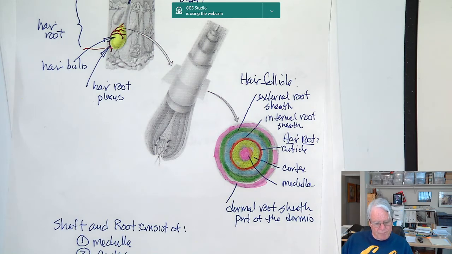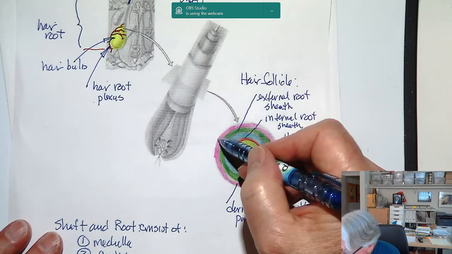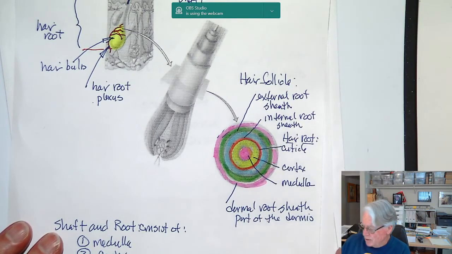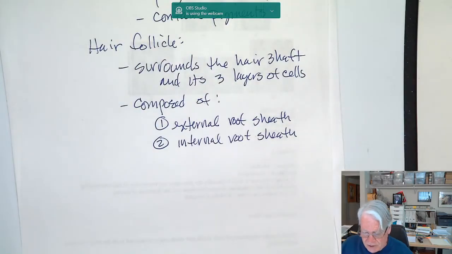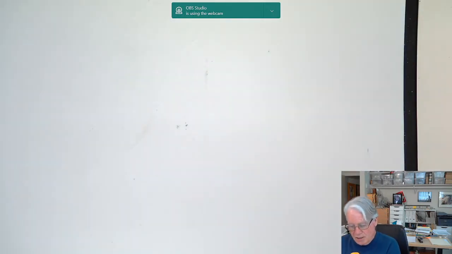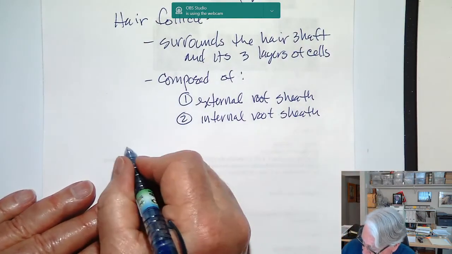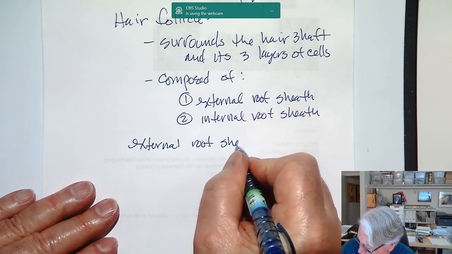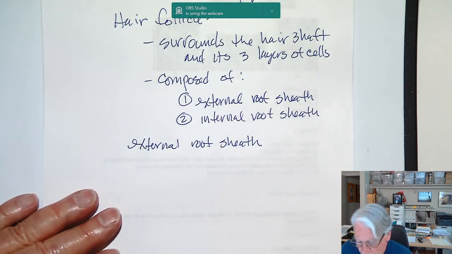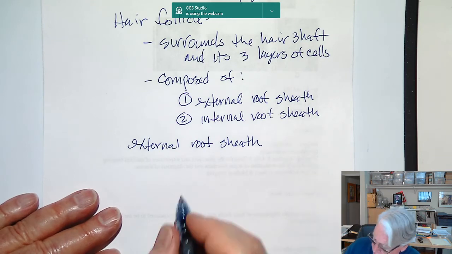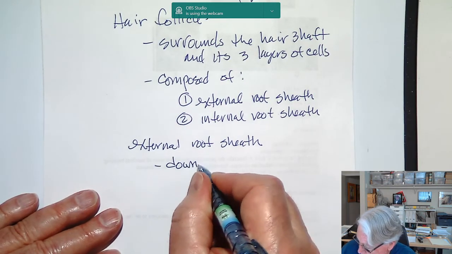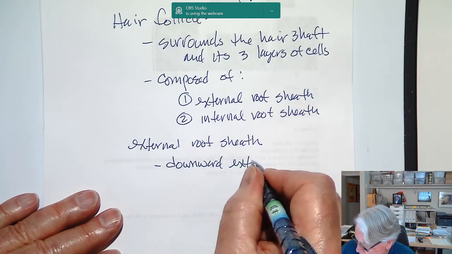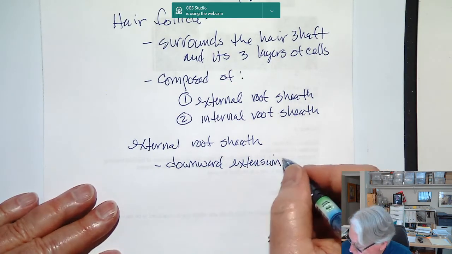So let's go ahead and fill in the information for the external and internal root sheath. What are they? How do they come to be? Anyway, I don't want to get into that too much. All right. So, the external root sheath. Okay. The external root sheath is a downward extension of the epidermis.